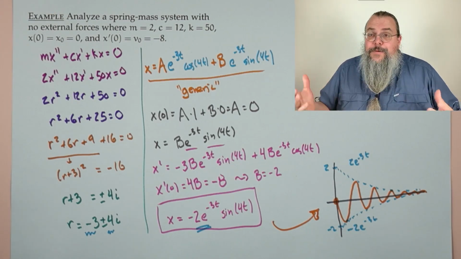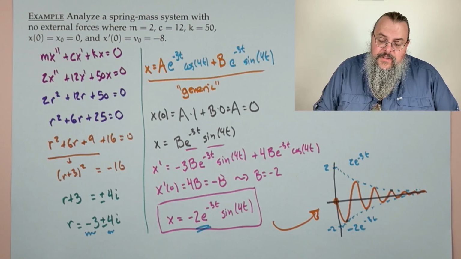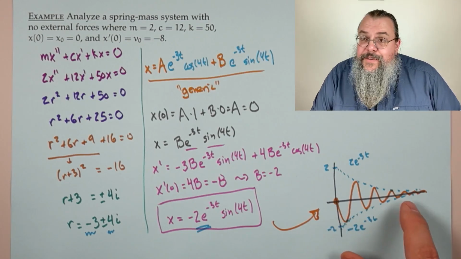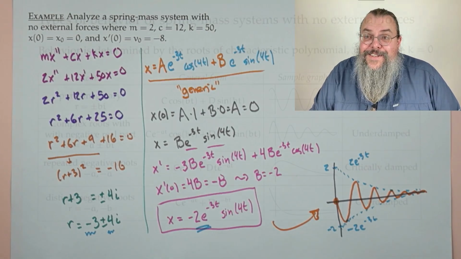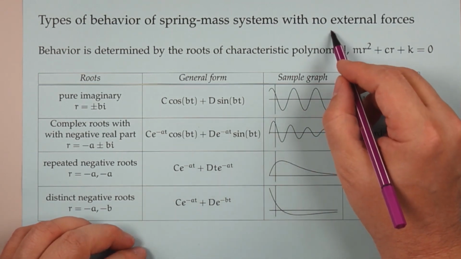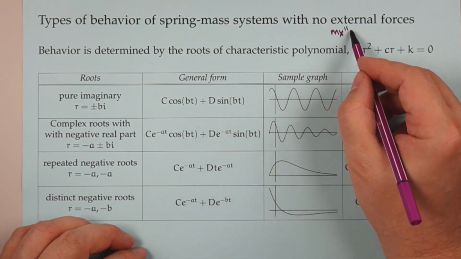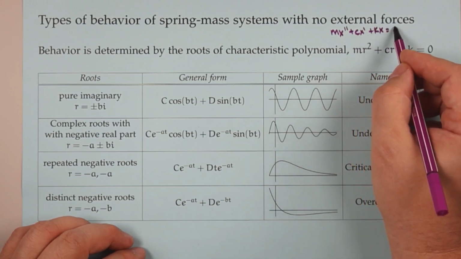Great. So now we know how to solve a basic problem involving a mass spring system. But you might start to say, well, what are some of the behaviors? Good question. Let's take a look at the types of behaviors of spring mass systems when there's no external force. So recall, what does that mean? Well, it means we have mx double prime plus cx prime plus kx equals 0.